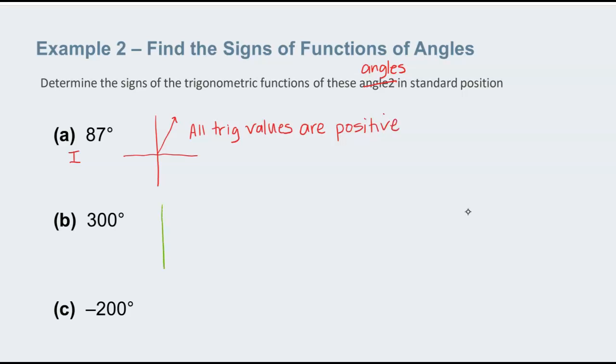All right, where's 300 degrees? Well, this would be 180. This would be 270. So it's going to be somewhere over here in the fourth quadrant. So all students take calculus. Cosine is positive. And if cosine is positive, then so is secant, because they're reciprocals. Those are positive, all others are negative.